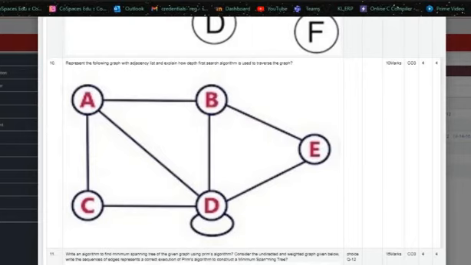Question 11. Write an algorithm to find minimum spanning tree of the given graph using Prim's algorithm. Consider the undirected weighted graph given below, write the sequence of nodes that represents a correct evaluation of Prim's algorithm to construct a minimum spanning tree. So question number 11, look at the graph. Prim's algorithm.